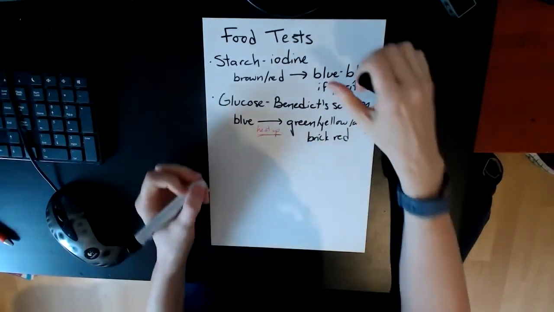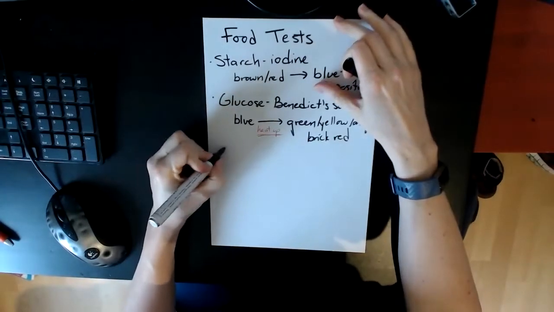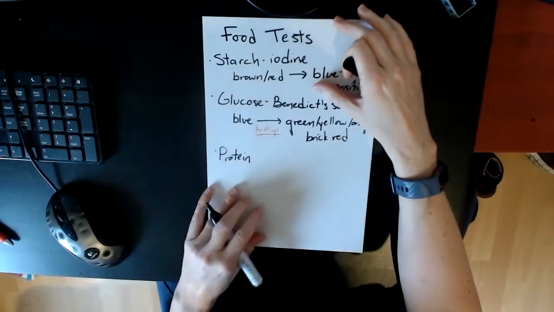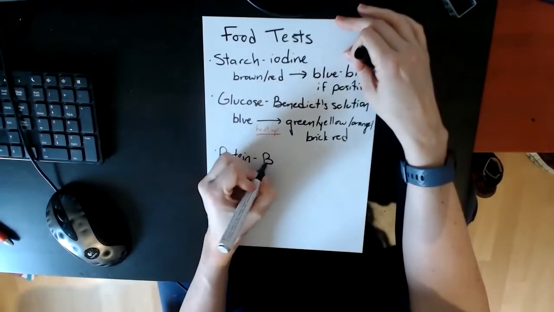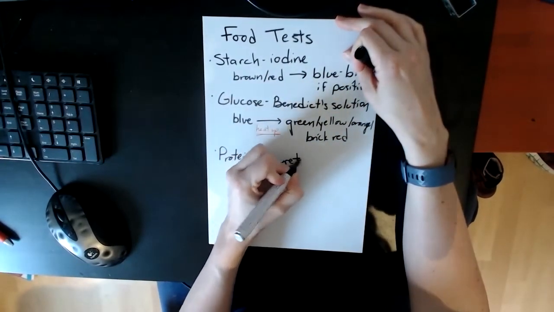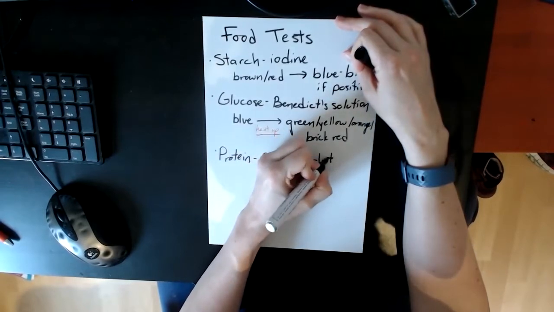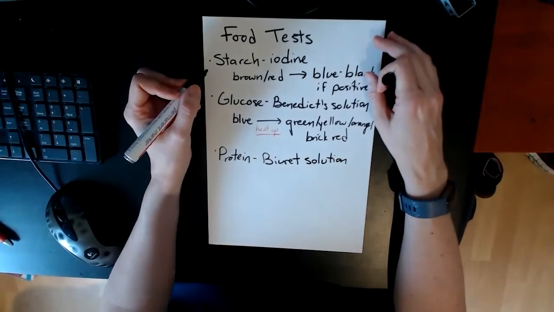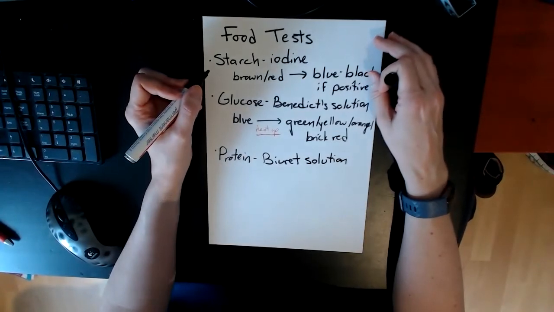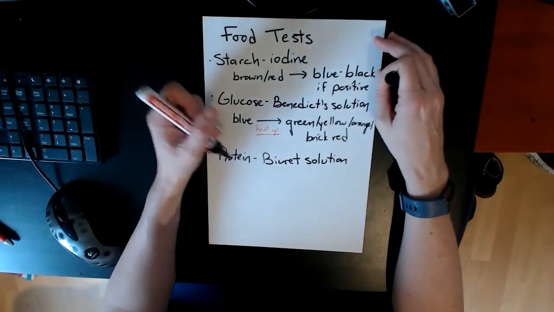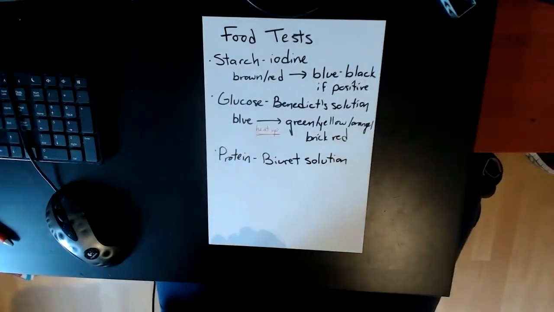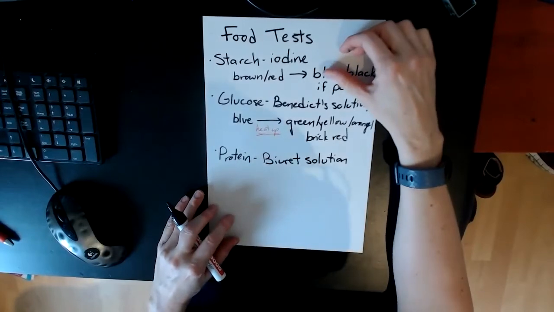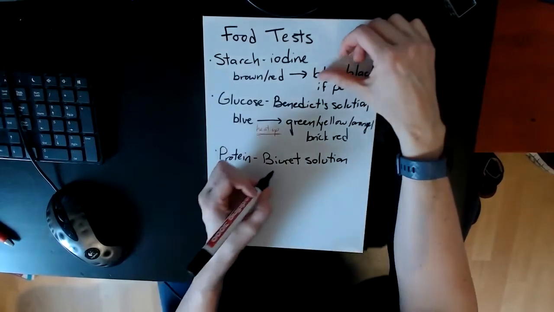Right. The third test is for protein. And the test for protein, you use something called biuret solution. Okay. There are 2 separate components of this, but you don't need to use both. You can literally just combine them together and add biuret solution, right? And so what you're looking for is a purple color, actually.